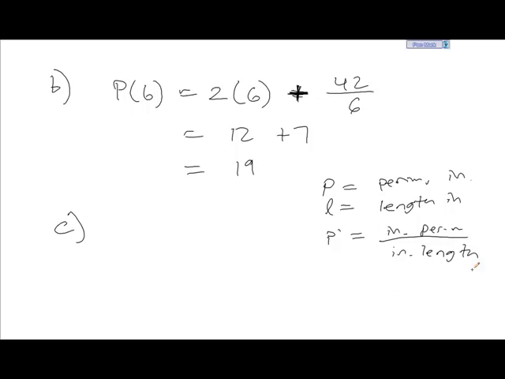So this would tell me what my increase in perimeter would be if I increased 1 inch in the length. Now you might say, oh well duh, that would just be 1 inch in the perimeter. However, that's not necessarily the case. So let's take a look at this guy. I want to find P prime of L first, and I know that P of L is 2L plus 42 divided by L.